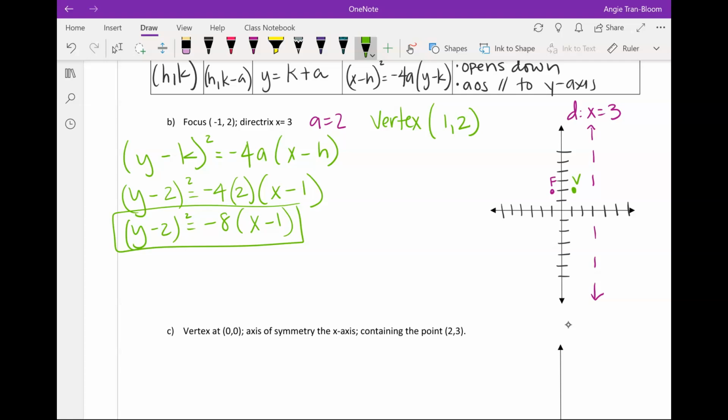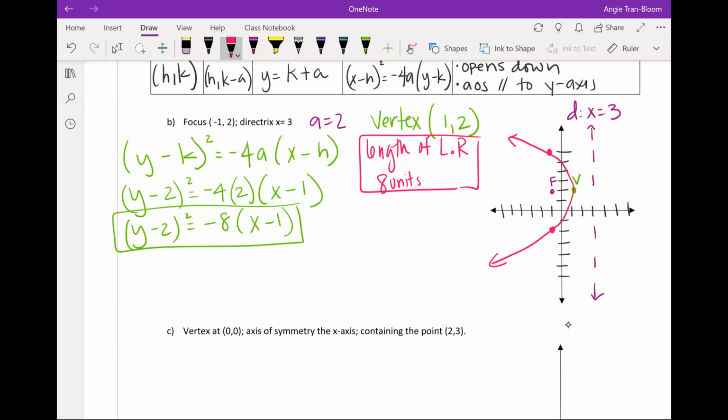We just need to find everything else. Can we find the total length of the latus rectum? Length of the latus rectum. How many units? 8 units. What do we do with that information? Go up 4 from vertex to focus. Focus. 1, 2, 3, 4. And then at least we can check off the graphing by hand portion.